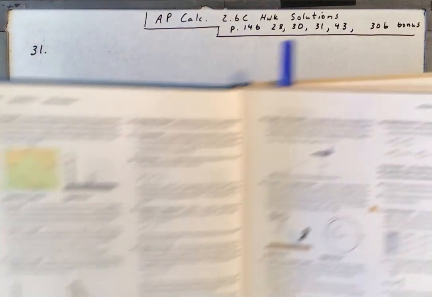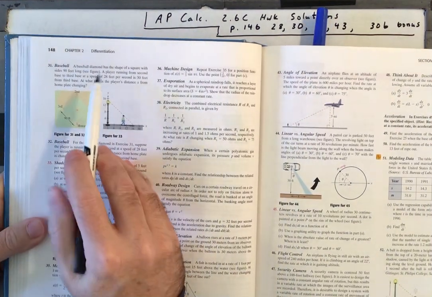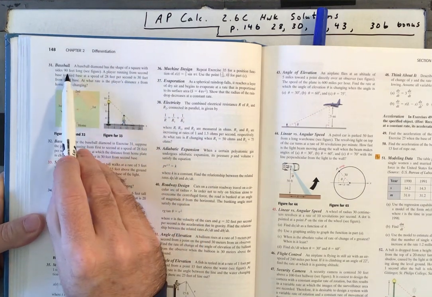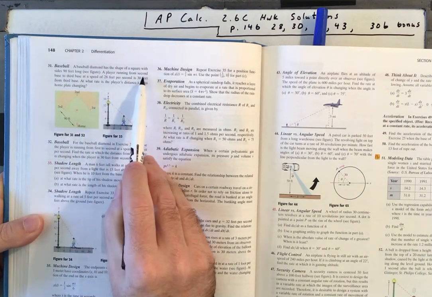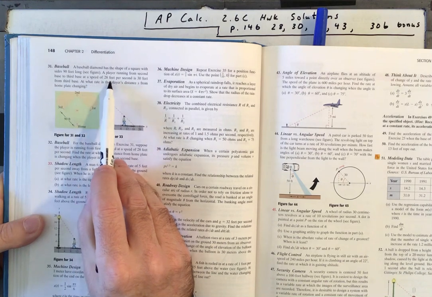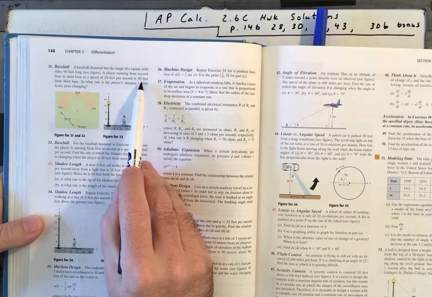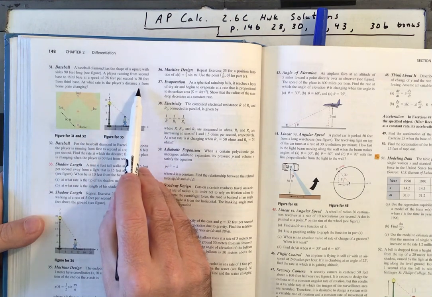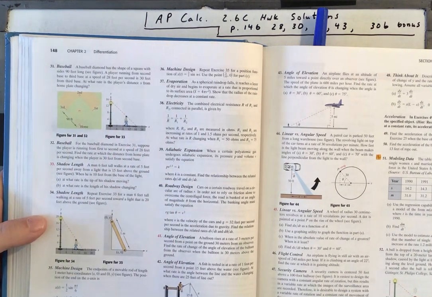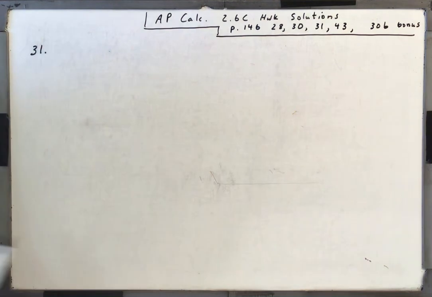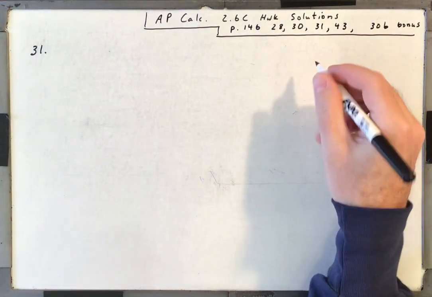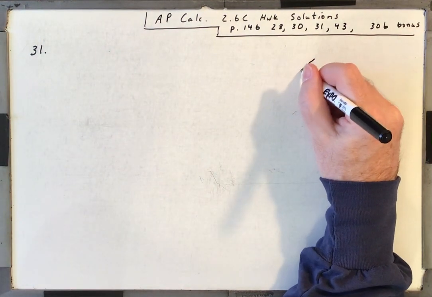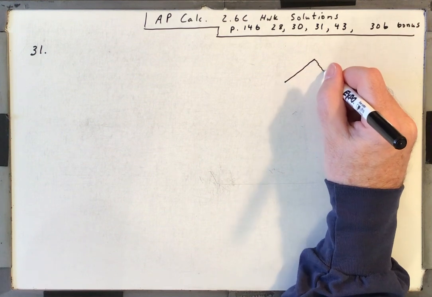All right, let me bring that into view. It says a baseball diamond has the shape of a square with sides 90 feet. A player running from second base to third base at a speed of 28 feet per second is 30 feet from third base. At what rate is the player's distance s changing from home plate? Okay, don't really have to draw the whole diamond, but I'm going to go ahead and do that.